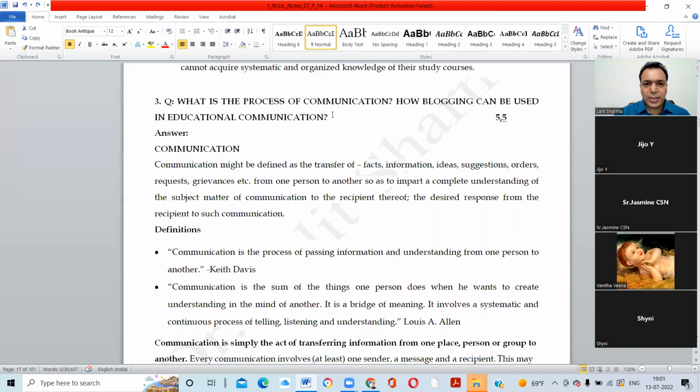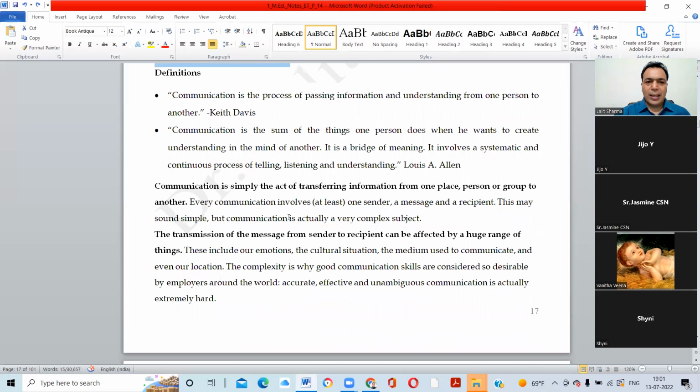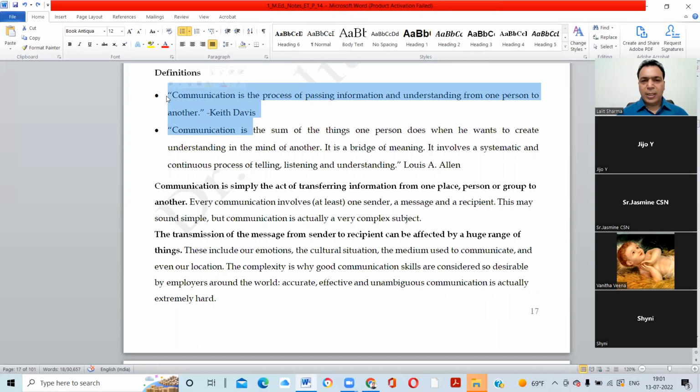The next question is, what is the process of communication? How can blogging be used in educational communications? So you have to define communication, right? Communication is a process of passing information and understanding from one person to another. So always remember, in communication there is one sender, and on the other side who is receiving, this is called a receiver, and the media which carries your message is called the medium, okay.